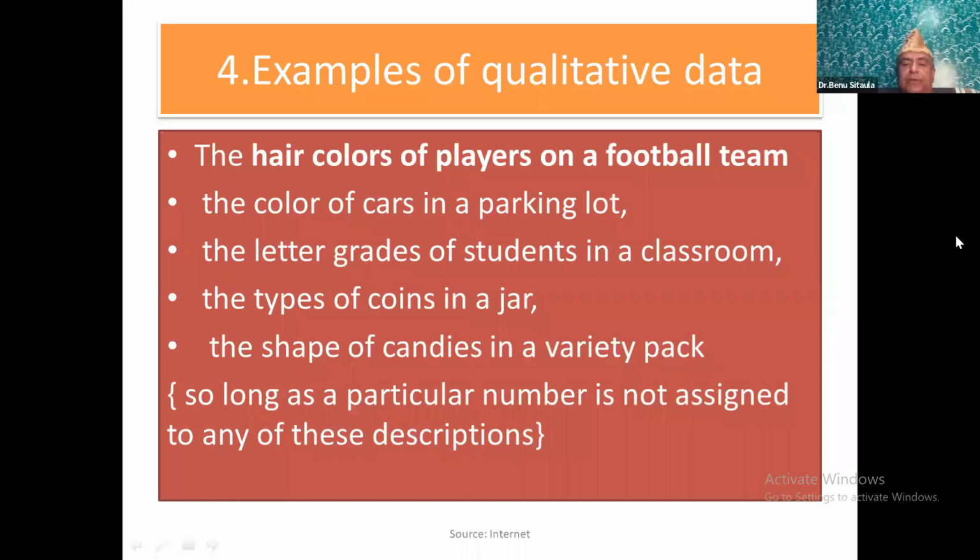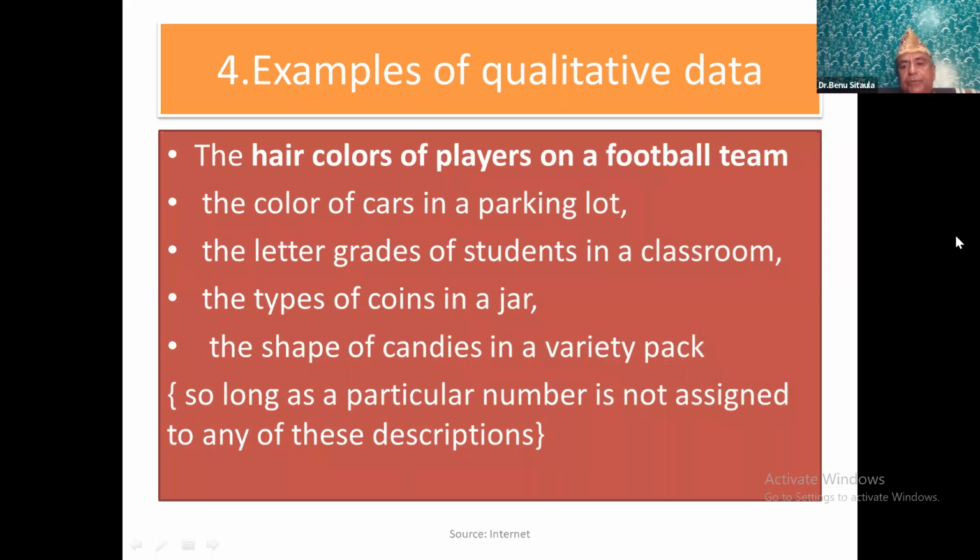Let's try to find out some examples of qualitative data. What does it look like? There are some examples. From these examples, we can know about qualitative data much more. The hair colors of the players on a football team. This is qualitative data because a numerical expression is not given here. Similarly, the color of the cars in a parking lot. This is also qualitative data.